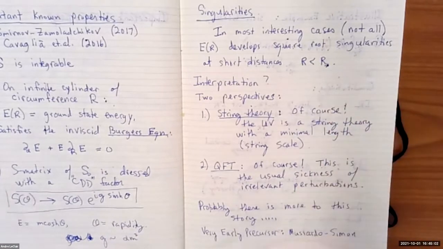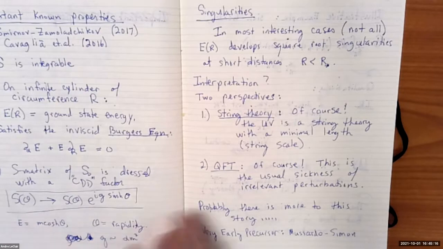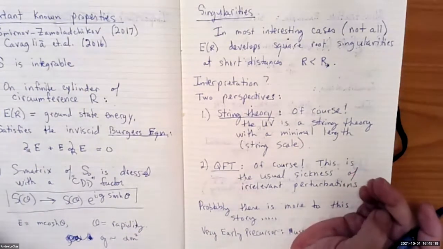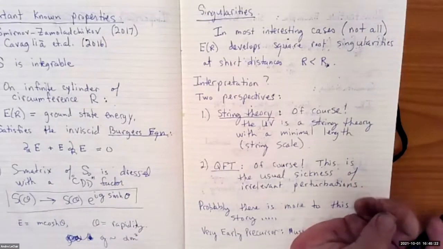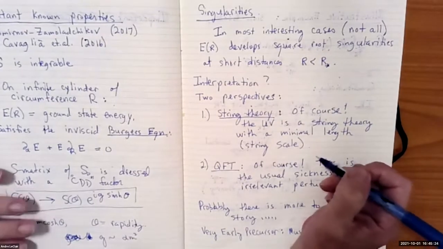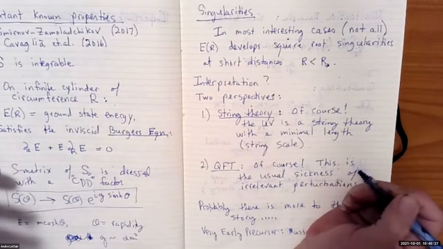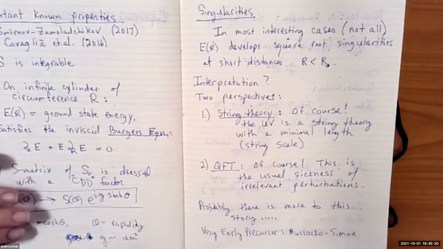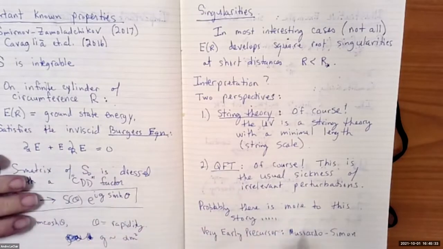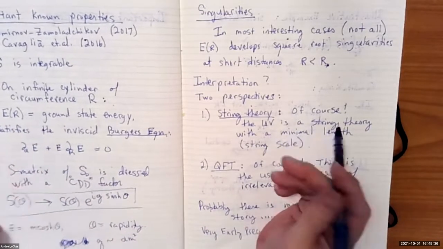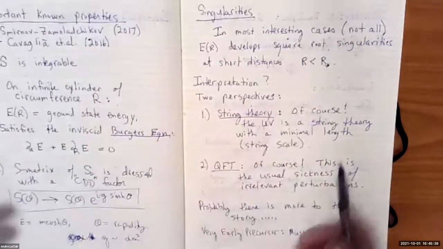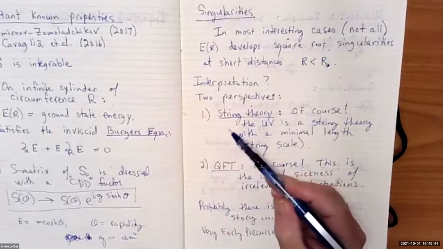So again, here are the perspectives of the two communities. The string theorists, I think, would say, well, of course, the ultraviolet is a string theory. It does have a minimal length, essentially the string scale. And once you get to that scale, then you're talking about string theory, which is non-local. Okay. I think the original context of these TTbar perturbations, like Dubovsky et al. and the other, Cavaglià et al., mainly came from string theory.